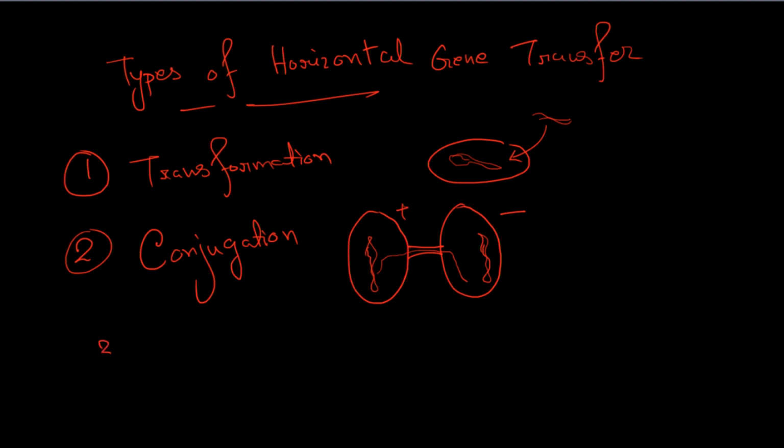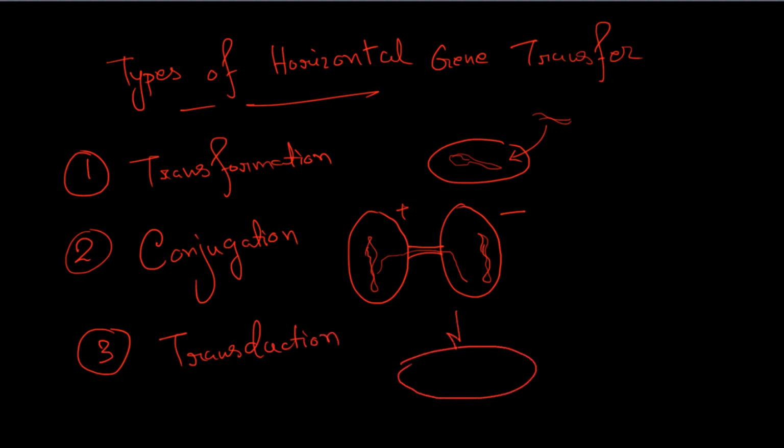And the third process in horizontal gene transfer is called transduction, in which the bacterial cell receives DNA from a bacteriophage, or virus that can infect bacteria. So the genetic material gets transferred from the bacteriophage to the bacterium.